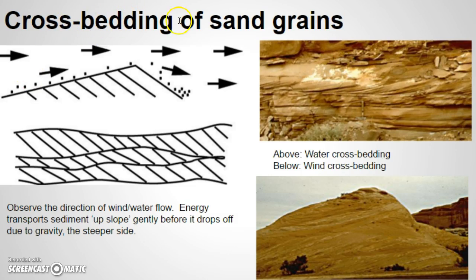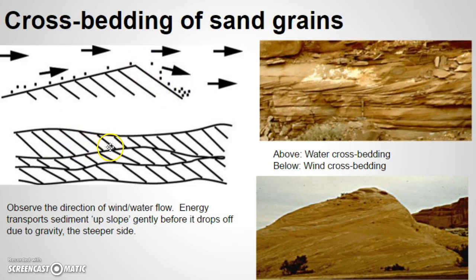Here we go, let's look at cross bedding. And this is what happens in marine environments. This is an example of cross bedding in a water environment. And this would be cross bedding in sands from a desert. This would be from wind. So cross bedding here, I want you to observe the direction of the wind or the water flow. The energy transports sediment upslope gently or gradually before it drops off due to gravity, the steeper side. So notice, the gentle side is the windward side, right? In this case, the wind is affecting the gentle slope, and then the steeper slope is the far side.